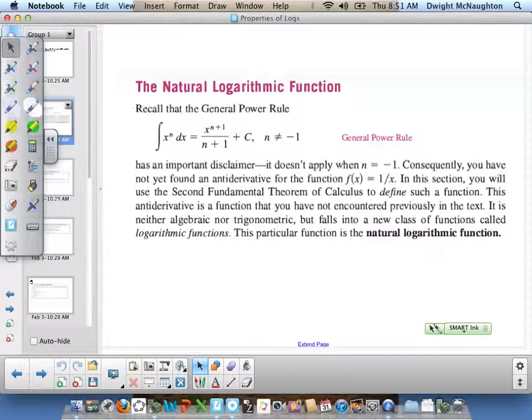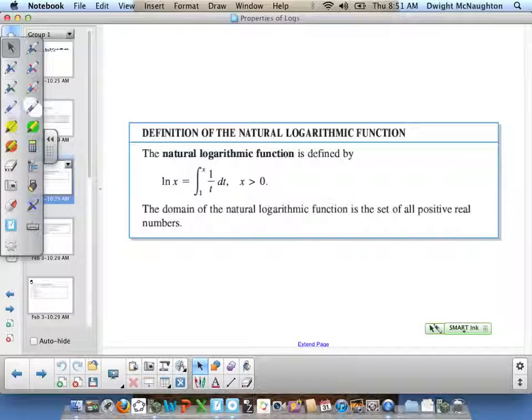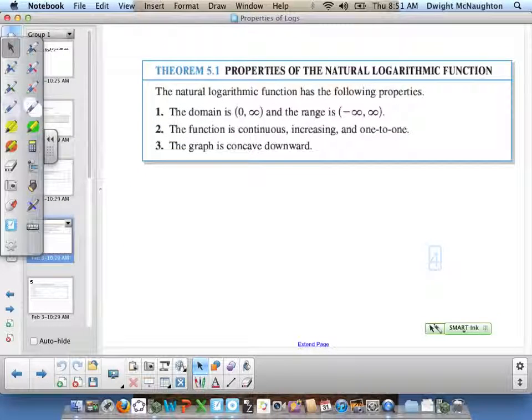And that new way is we define the antiderivative of 1 over t dt to be the natural log of t, or the area under 1 over t from 1 to x is the natural log of x. This is our definition of the natural log. All right? Some properties of natural log.